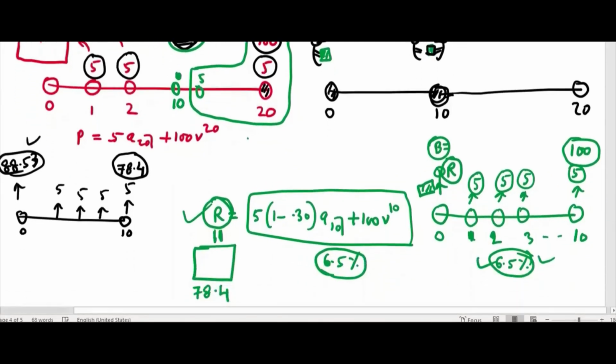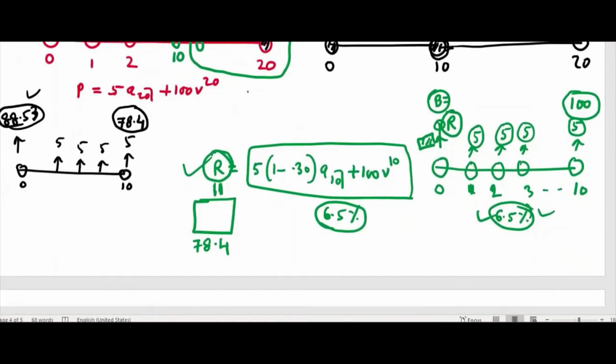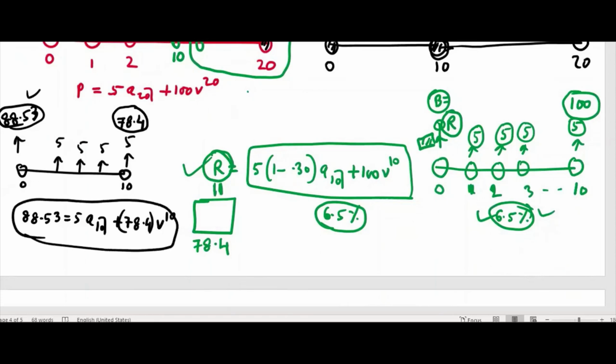So if you solve this one, you write the equation of value once again: 88.53 is equal to 5.5 a10 plus 78.4 v^10. You have to solve it using interpolation. You will come across interpolation all the time in this chapter and in subsequent chapters as well. You get i. That's all.